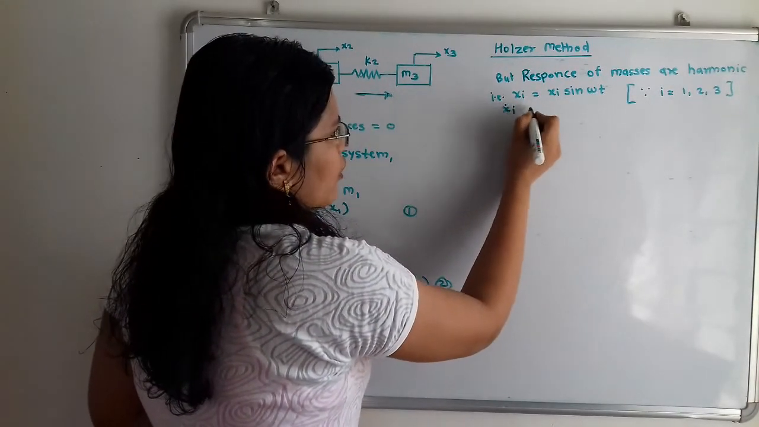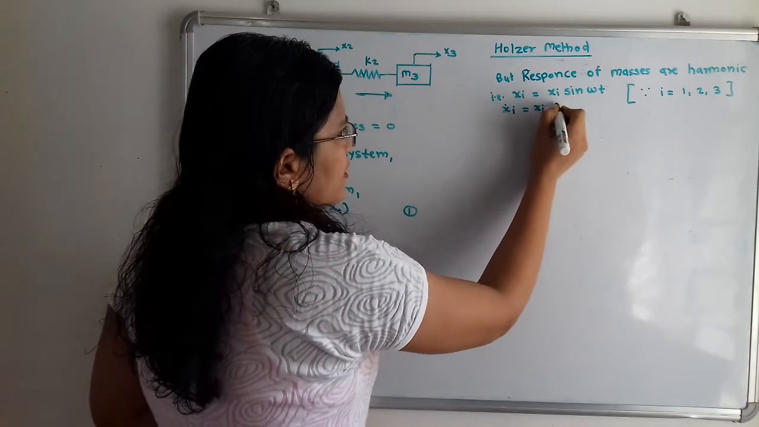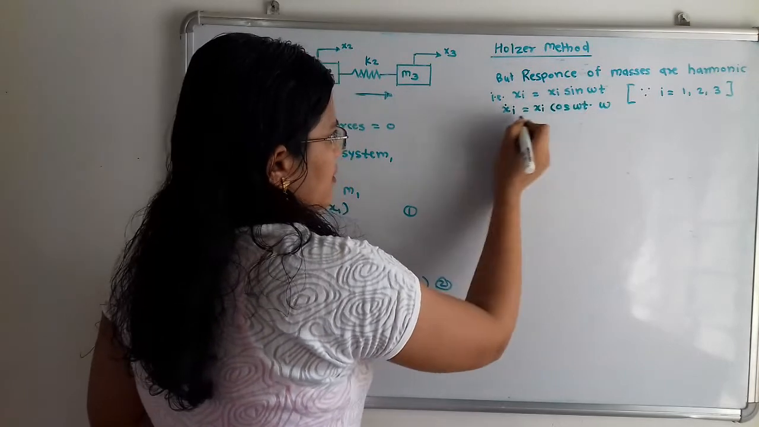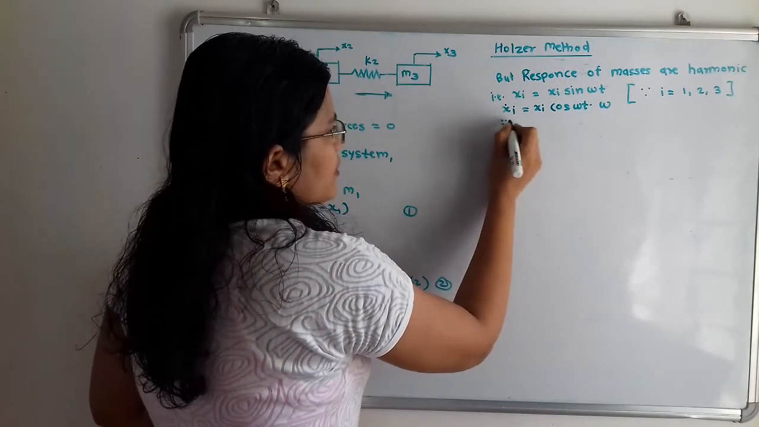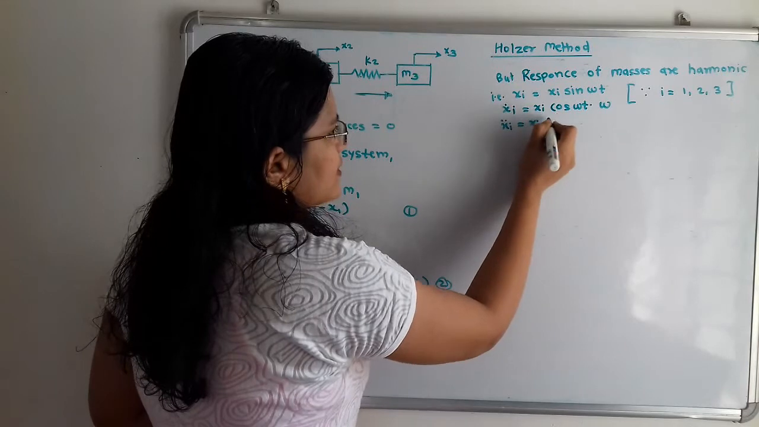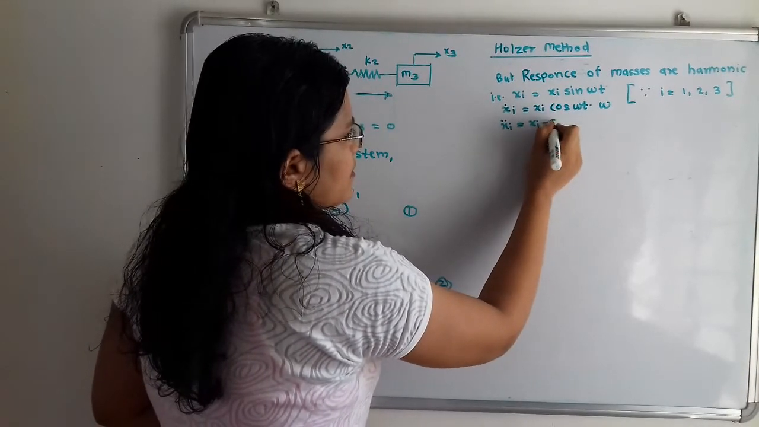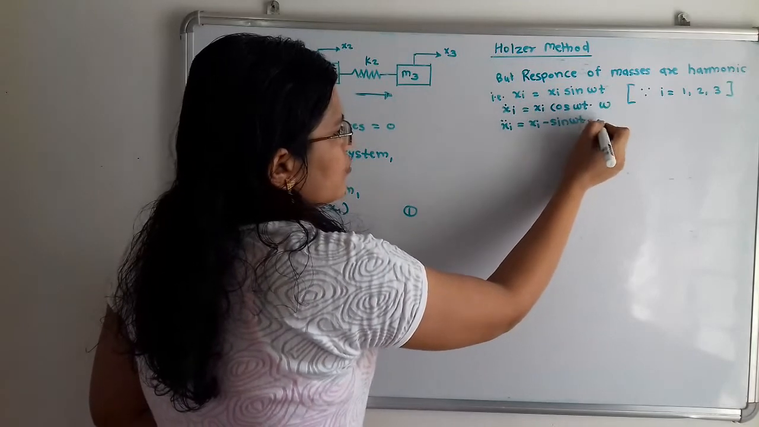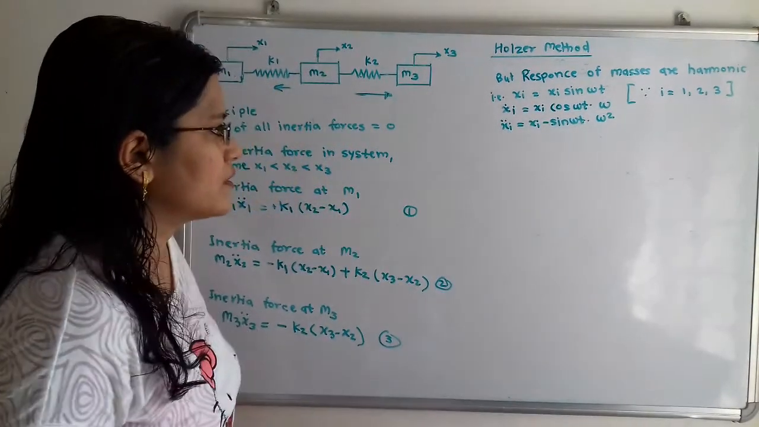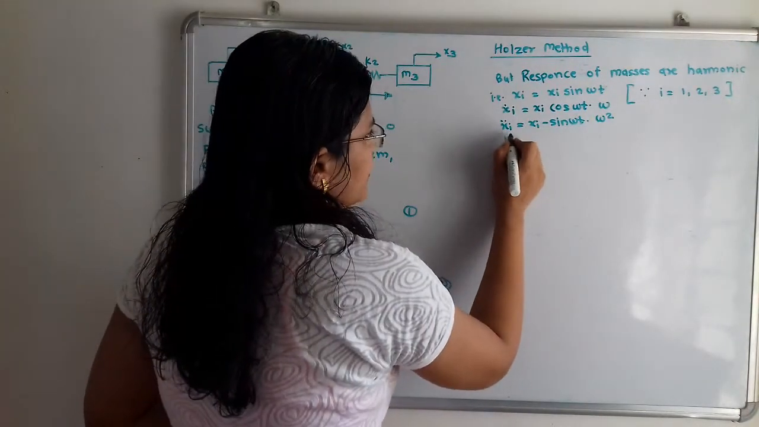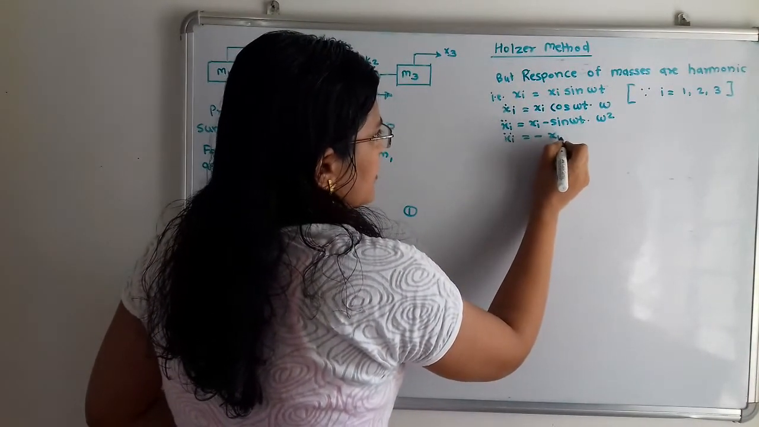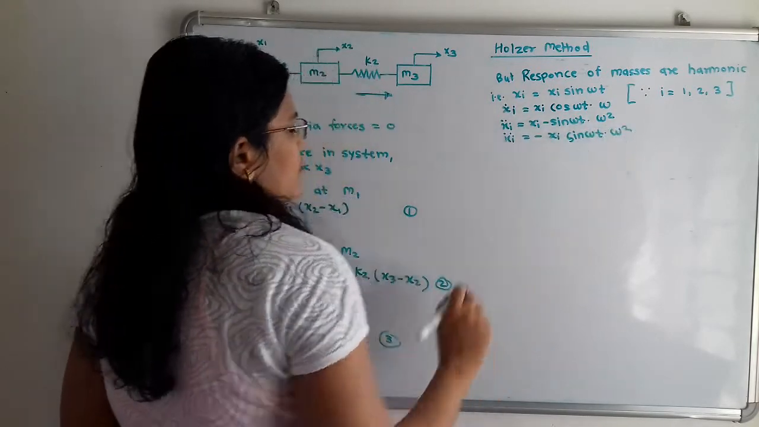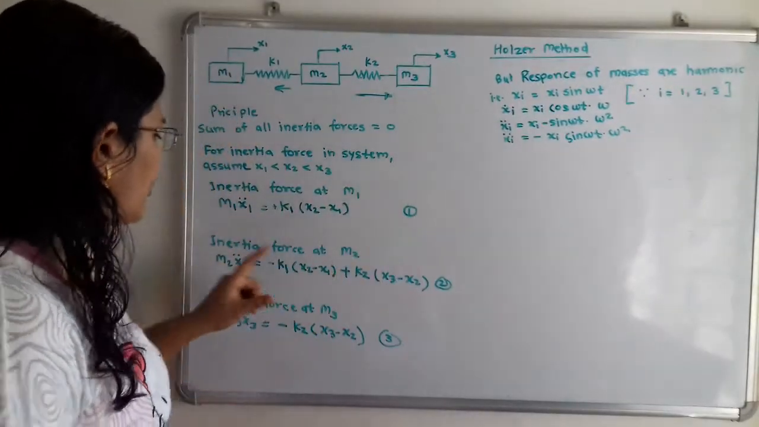First we will take xi dot, which is equal to Xi times the derivative of sin omega t, which is cos omega t into omega. Now again xi double dot: the derivative of cos omega t is minus sin omega t into omega, and with the previous omega that becomes omega square. So we can write xi double dot is equal to minus Xi sin of omega t omega square. So we can put this value in this equation.